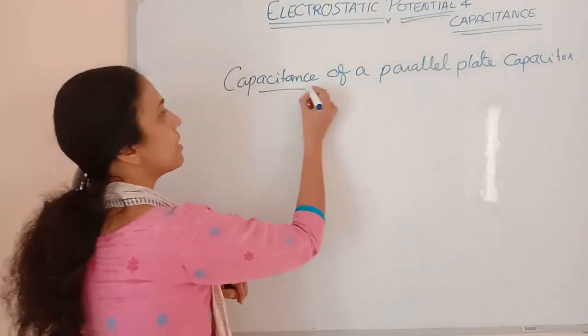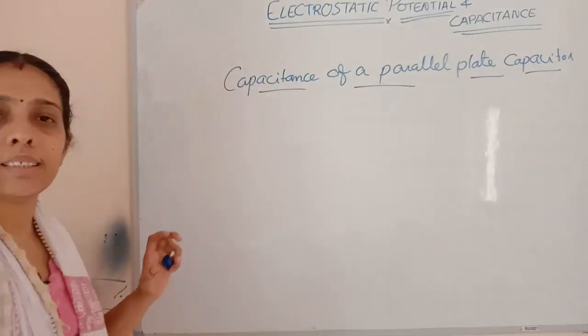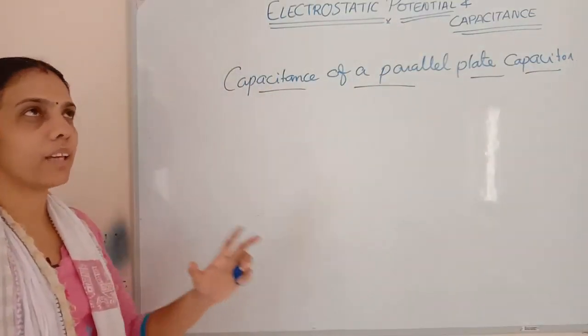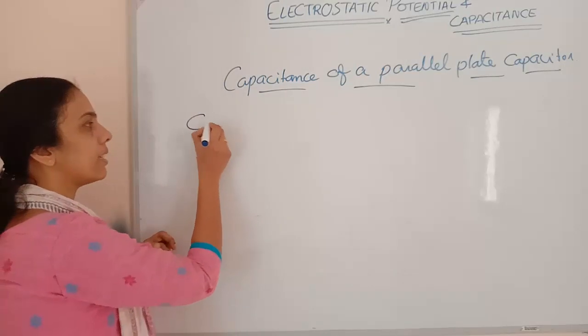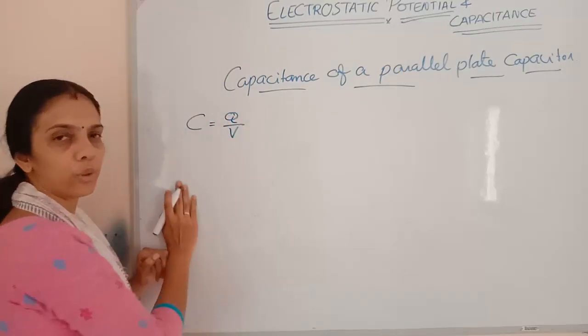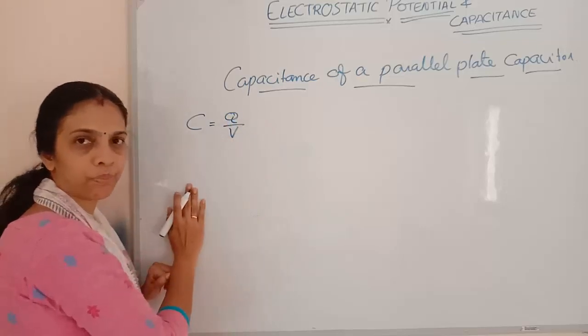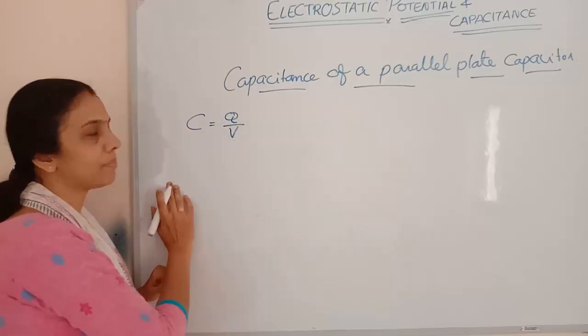So we are going to find out the capacitance of this parallel plate capacitor. We are going to find C equals Q by V. Only the C value we are going to find out, so we need Q and V. How will we do that?